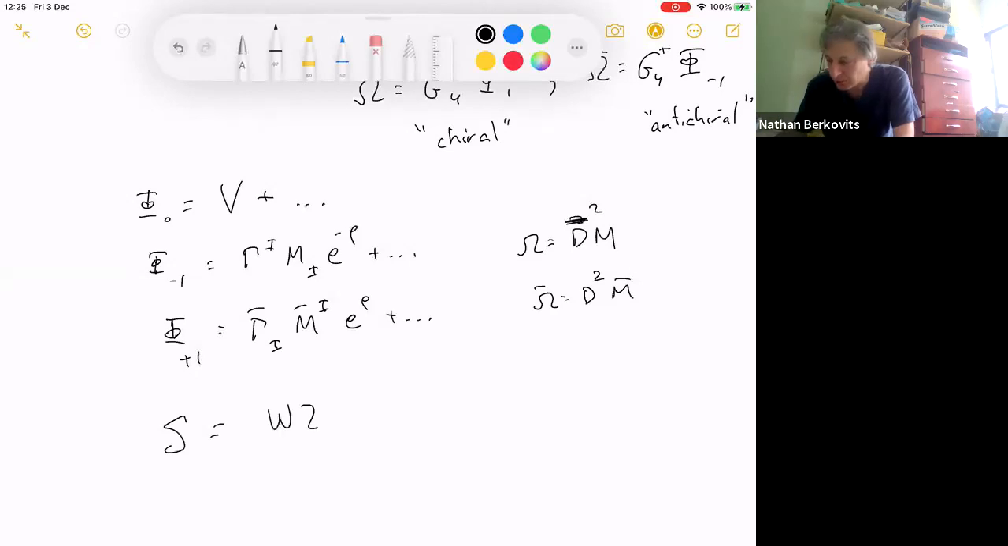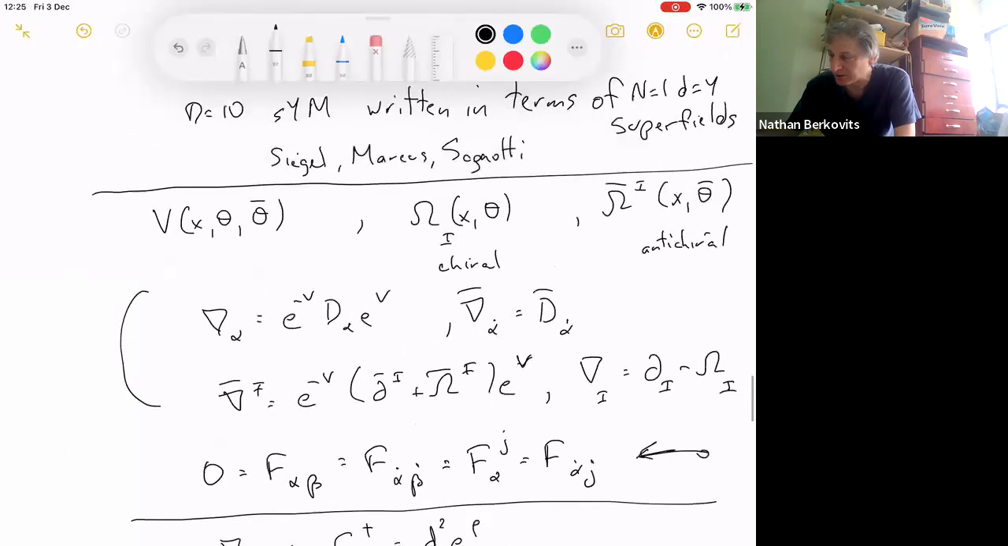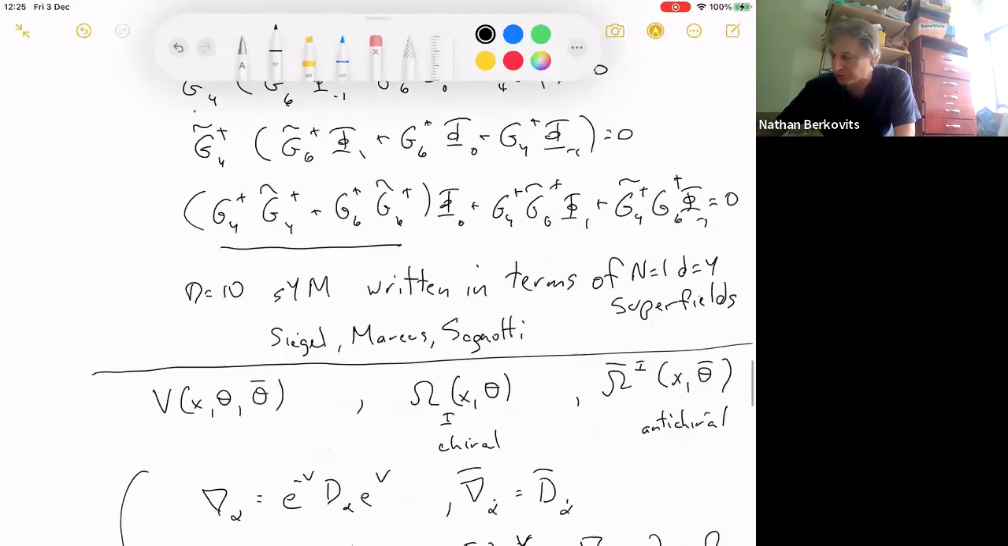So you have a WZW model for the 4-dimensional sector, which is essentially what I told you before. You just replace Q with G4 plus and eta with G tilde 4 plus. And it's the same action as before. But now you have another term, which is WZW, where now Q is equal to G6 plus and eta is equal to G tilde 6 plus. So you have both of those terms, because the equation of motion you want for phi 0 involves both the 4-dimensional and 6-dimensional parts. So you need both of those terms.